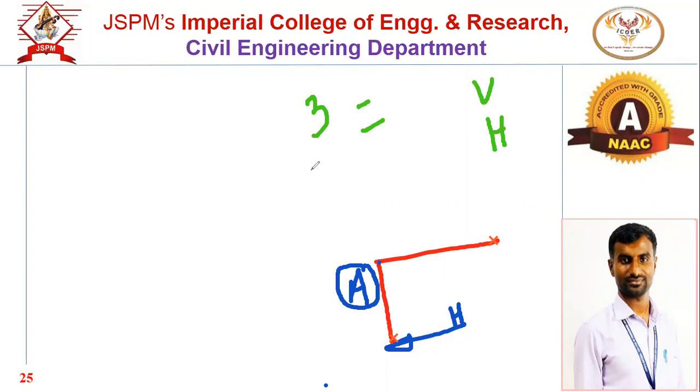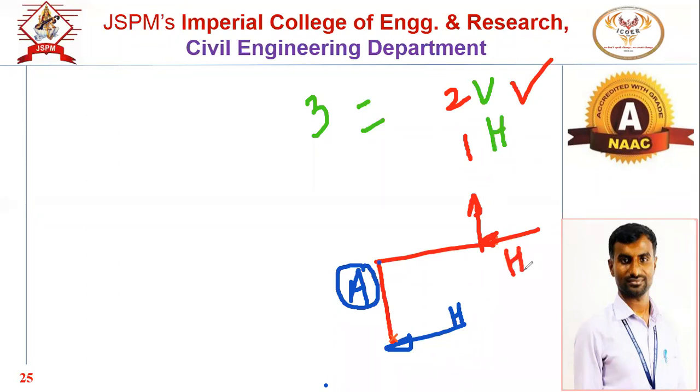One horizontal and two vertical. Okay, two vertical forces are unknown and one horizontal force is unknown. Means here this will be vertical, this will be horizontal.